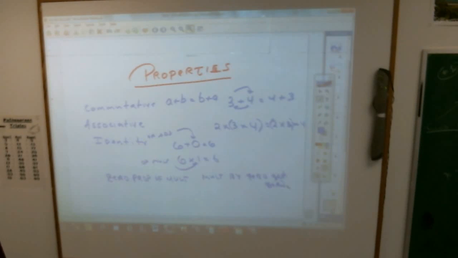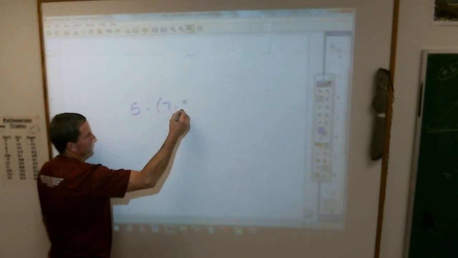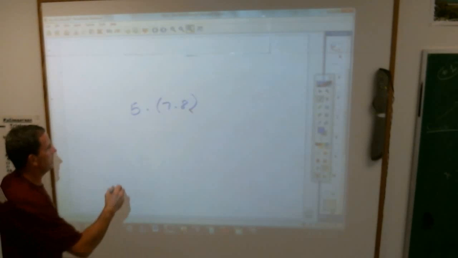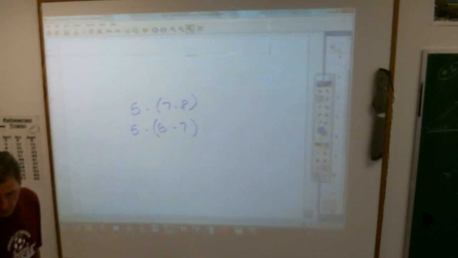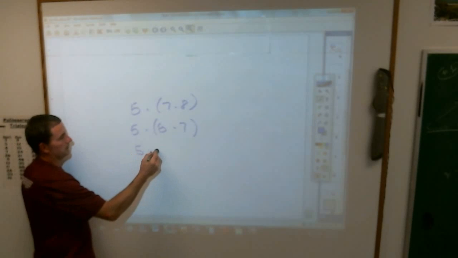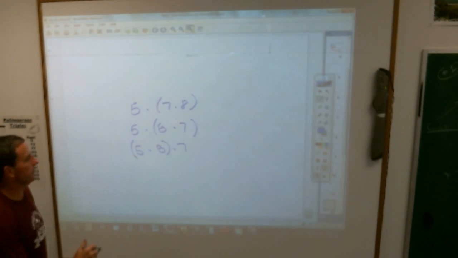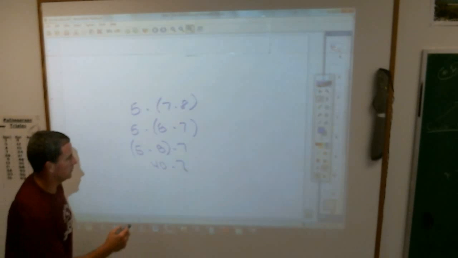Now look at letter G, because letter G is one we probably just need to chat about a little bit here. You are given this problem. 5 times 7 times 8, right? And then it goes to 5 times 8 times 7. And then it goes to 5 times 8 times 7. And then it goes to 40 times 7. And then it goes to 280.